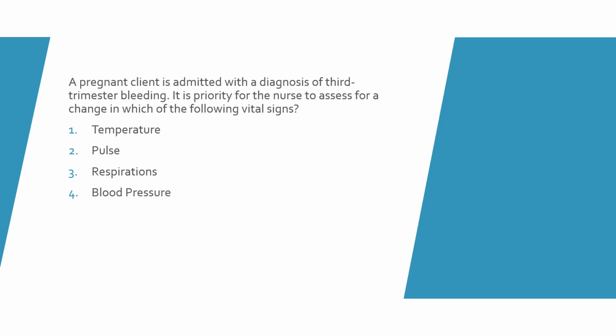Number 4. Blood pressure. Since this is the third trimester, blood pressure can be maintained for a long period of time. This is due to the fact that by the second trimester, the patient has doubled their blood volume. A change in blood pressure is a very late and ominous sign. Number 2, pulse is our answer. It is the priority assessment the nurse should be looking for.